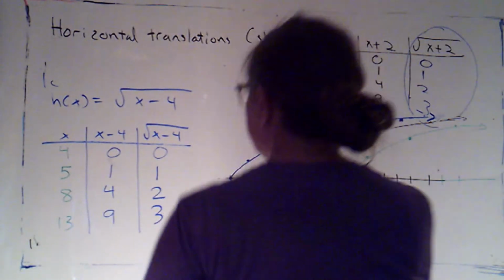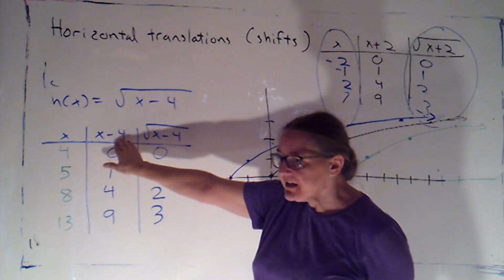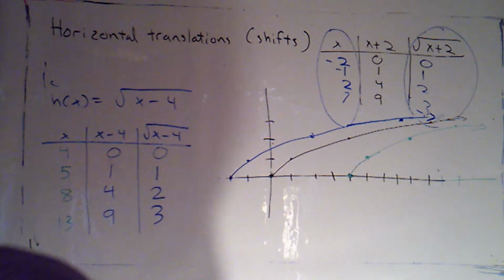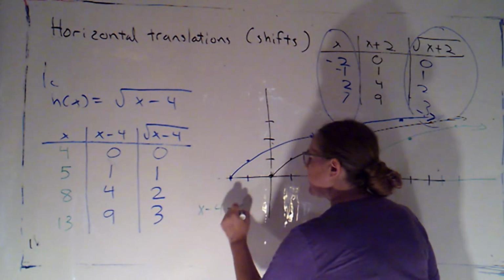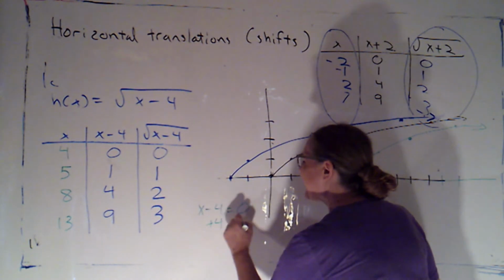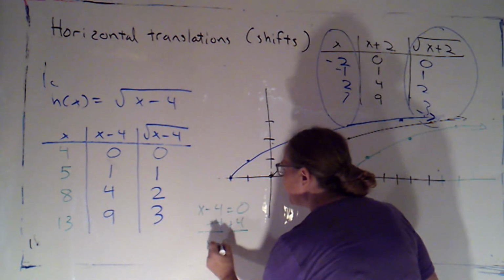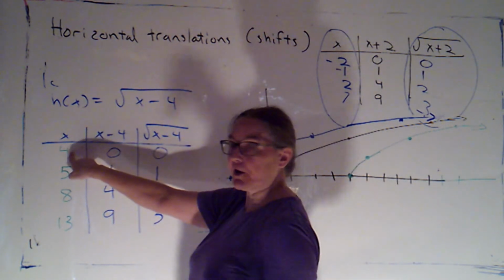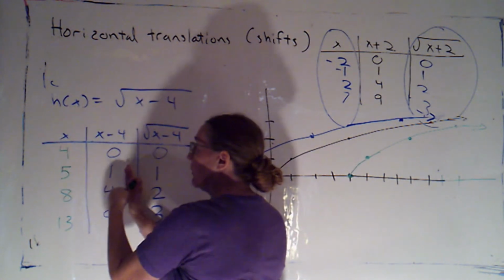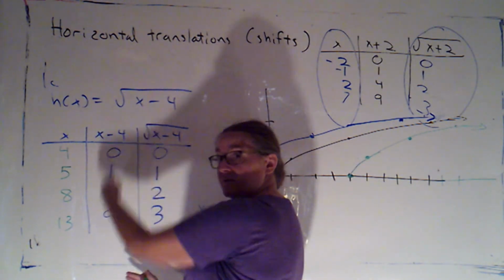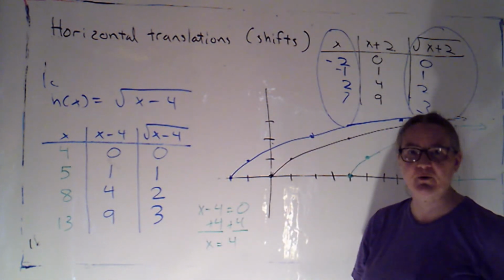I've gone ahead and completed the table. I did this in green. Notice if x minus 4 is equal to these numbers, then in solving for x, I have x minus 4 equals 0. To solve for x, I need to undo that subtraction. So I'm going to add 4 over. So I get x equals 4. So all of these x values end up being just 4 more than what these are. And these were the x values that we used on the parent function to get those nice points.